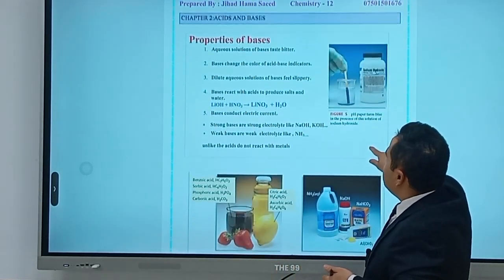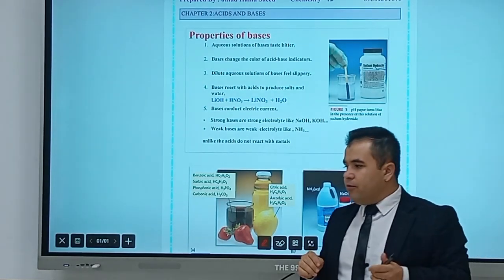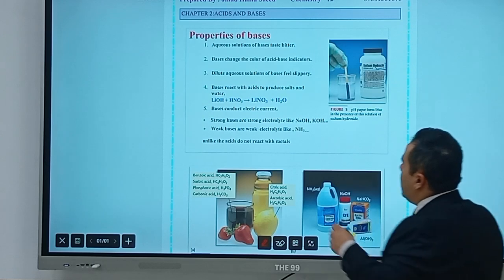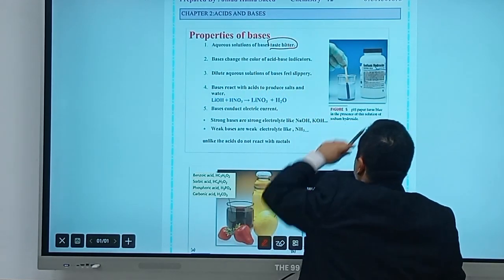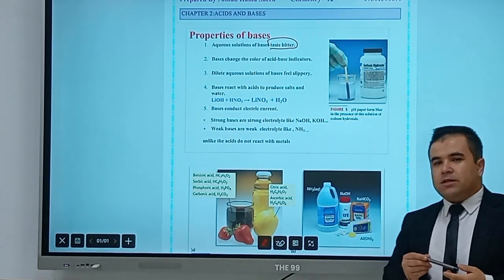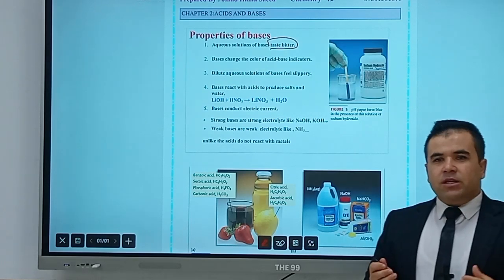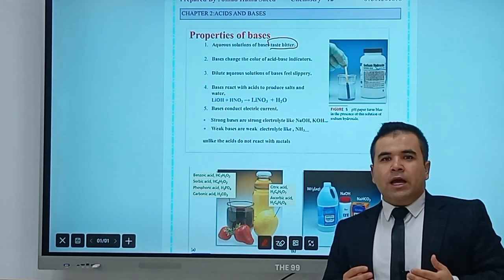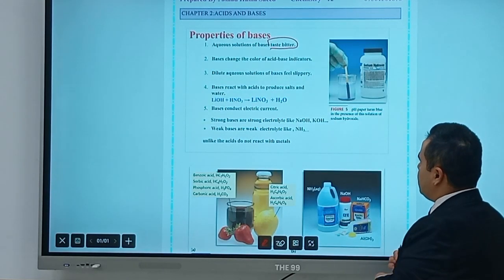Properties of bases, guys. Let us talk about the properties of bases. As I told you, they have 3 common properties with the acids. The first one, the aqueous solution of bases tastes bitter. As the aqueous solution of the acids tastes sour, the aqueous solution of the bases tastes bitter. We mean they have a bitter taste, unlike the acids, which have a sour taste.